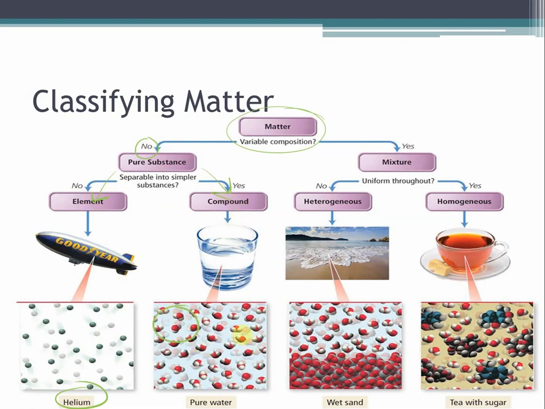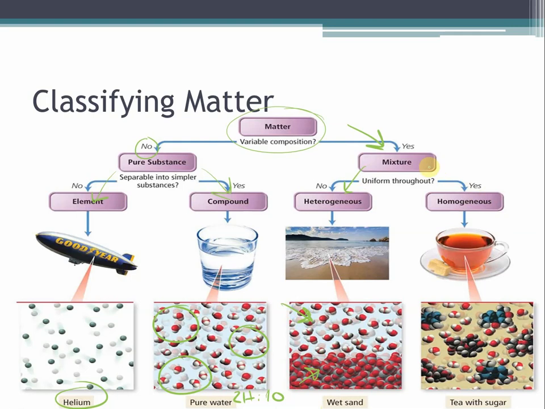I can take a chunk out of any portion of this picture, and that chunk will always have a ratio, since it's water, of 2 hydrogens to 1 oxygen. It does not matter where I pick it up, it's always going to have this ratio. If it has a varying composition, if it's not the same everywhere, it's a mixture. It's either heterogeneous, where you can see the different pieces. This is wet sand, and I can clearly see, here's the water, here's the sand. I can see my different pieces.